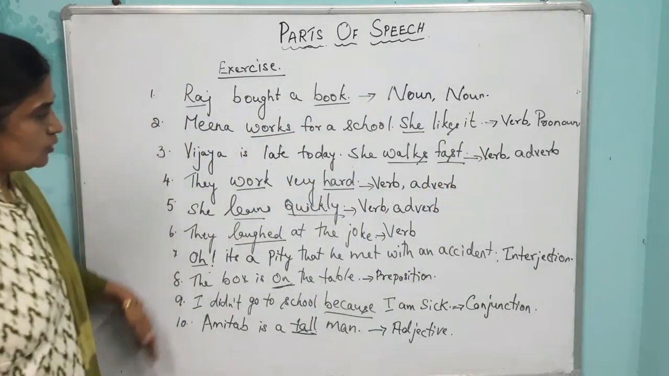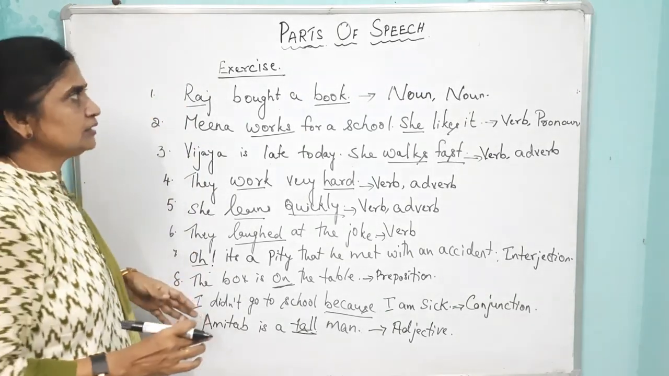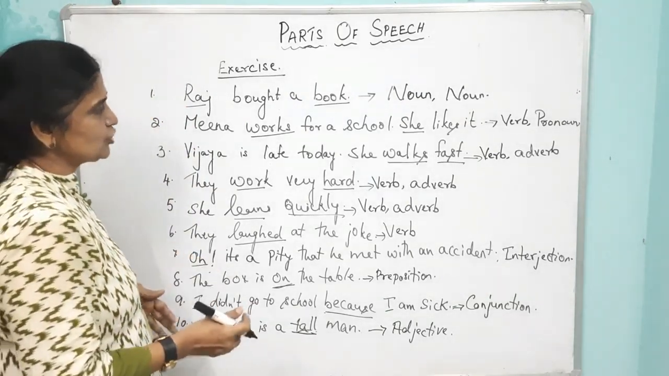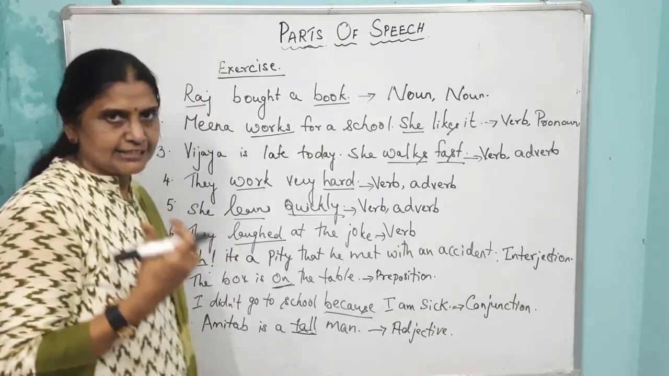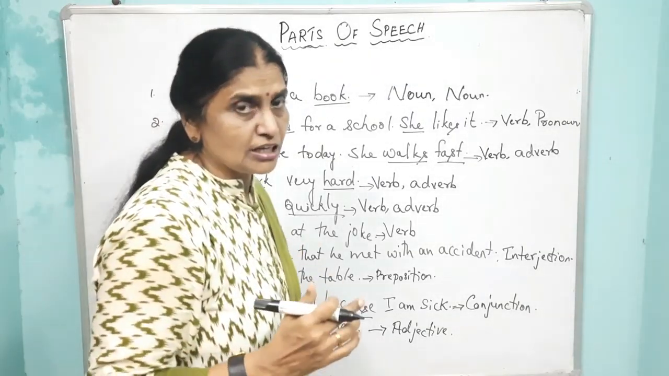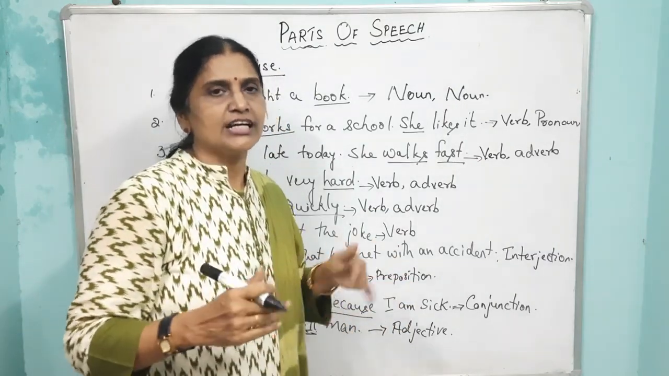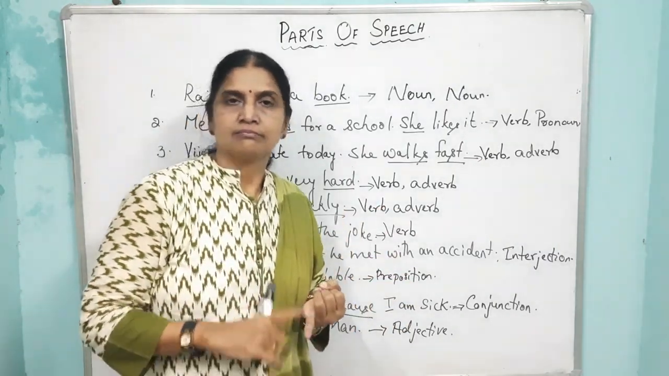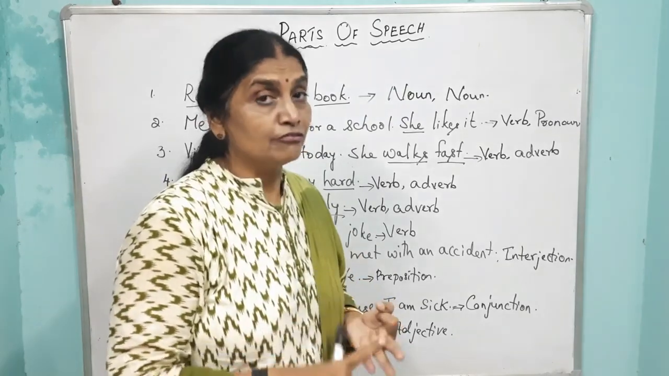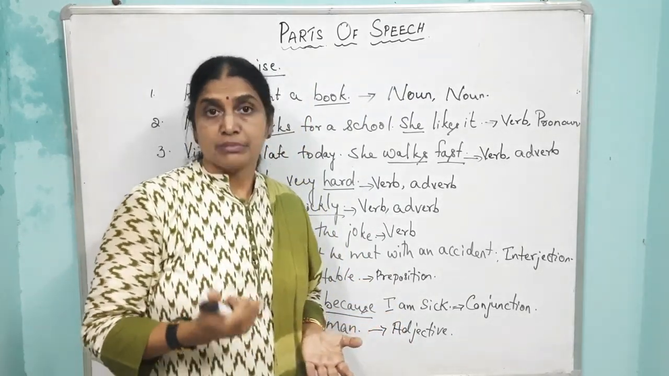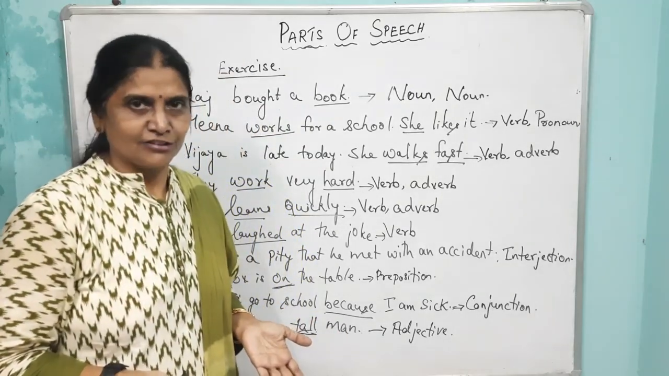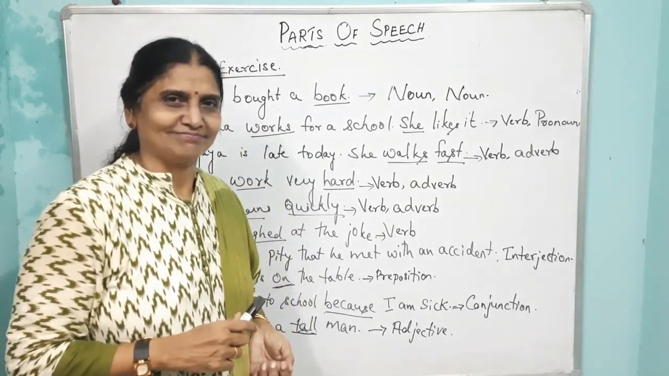Okay. So, I think now you are very clear about the parts of speech, and you also know the function of each word in a sentence. So, how many parts of speech are there? There are totally 8, and we'll just recap them all. Noun, pronoun, verb, adverb, adjective, conjunction, preposition, interjection. Okay? Hope you understood the lesson. Thank you.